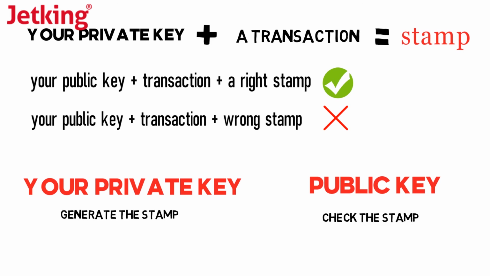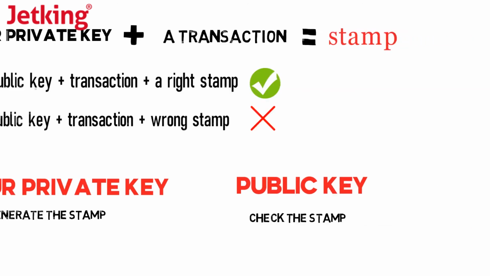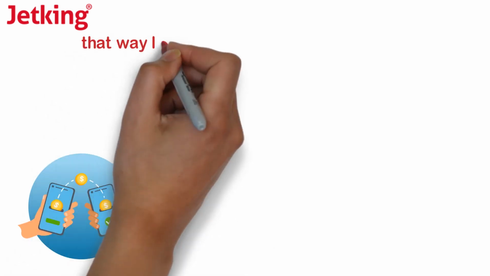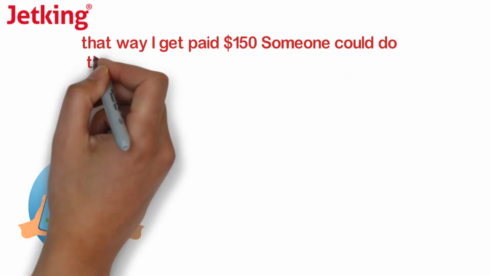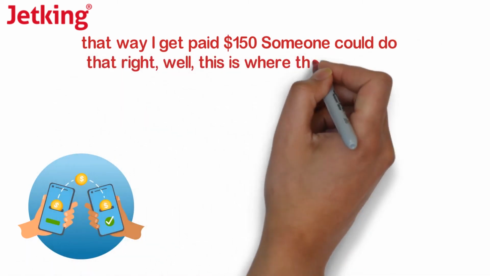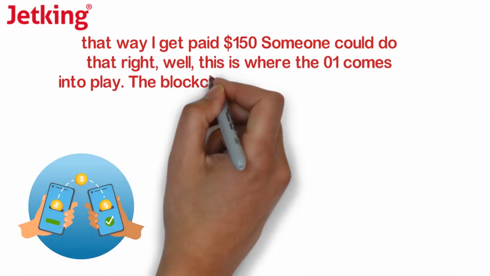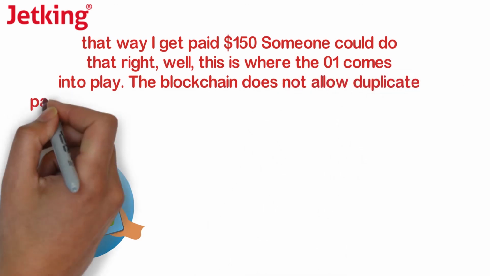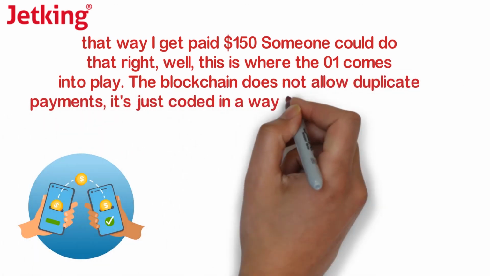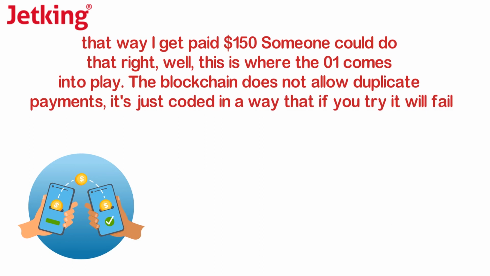So now, the problem is, what if Mike was like, well, I'll just take that initial transaction and copy and paste it 3 times. That way I get paid $150. Someone could do that, right? Well, this is where the 01 comes into play. The blockchain does not allow duplicate payments. It's just coded in a way that if you try it, it will fail.